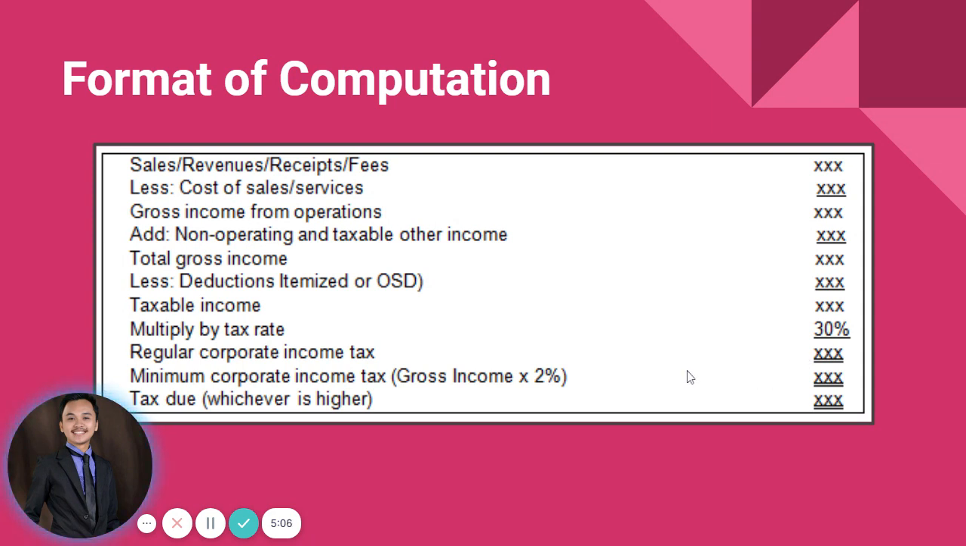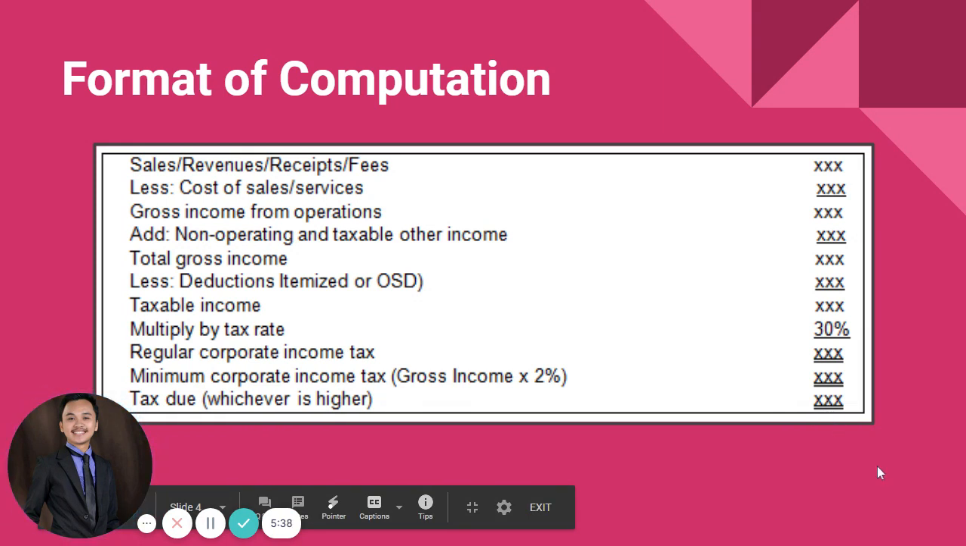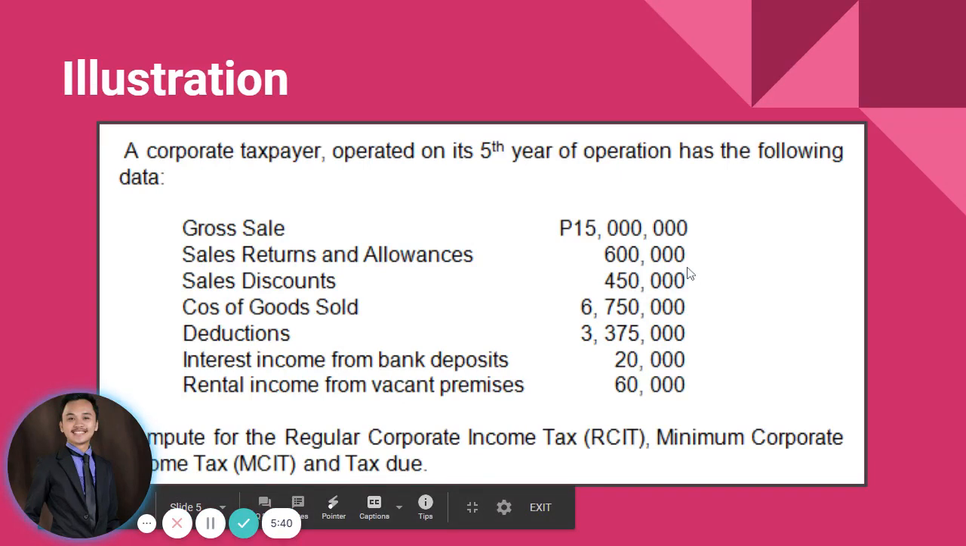And again, guys, for the purposes of discussion in minimum corporate income tax, gross income will be equal to the total gross income from business plus all other non-operating income as long as it is not subject to passive income. Okay? So, whichever is higher, RCIT versus MCIT, that will be the tax due which the corporation is required to pay. We have here an illustration.